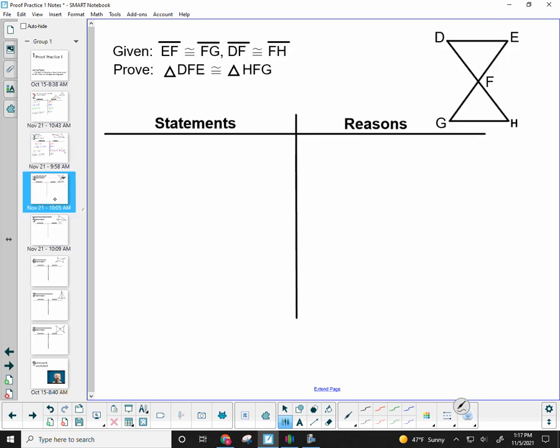All right, you try the next one. Start with your givens. See if you can find anything else.